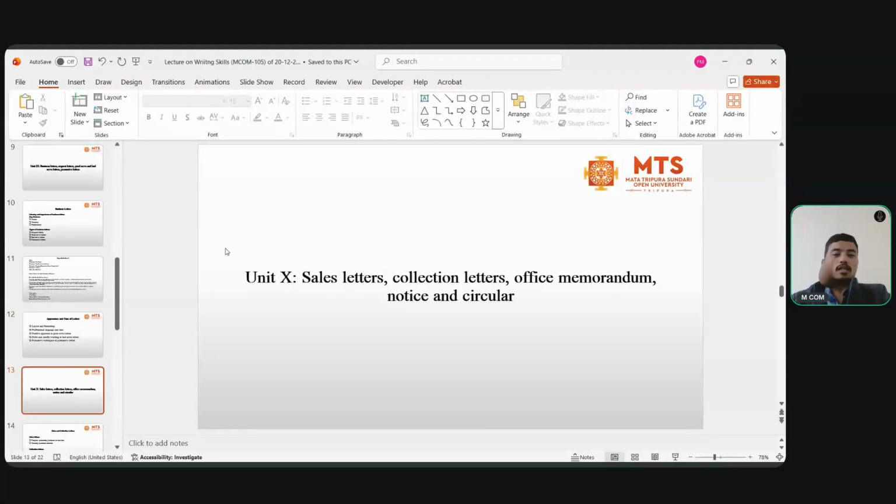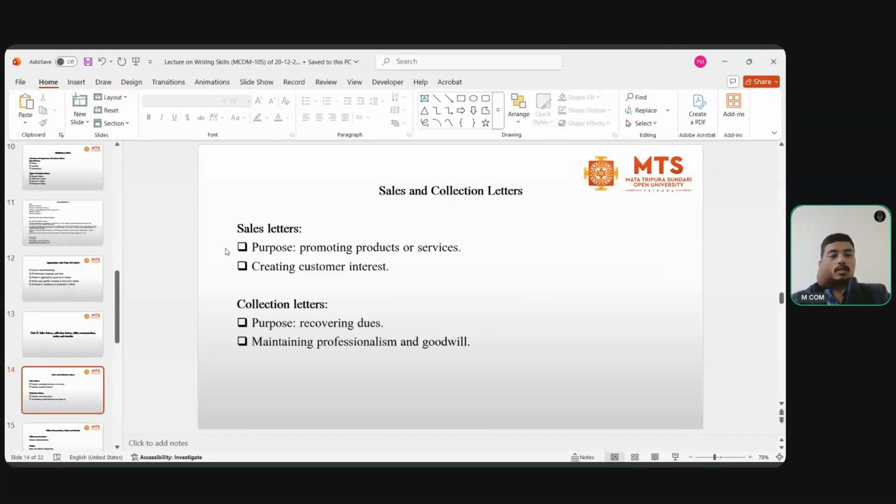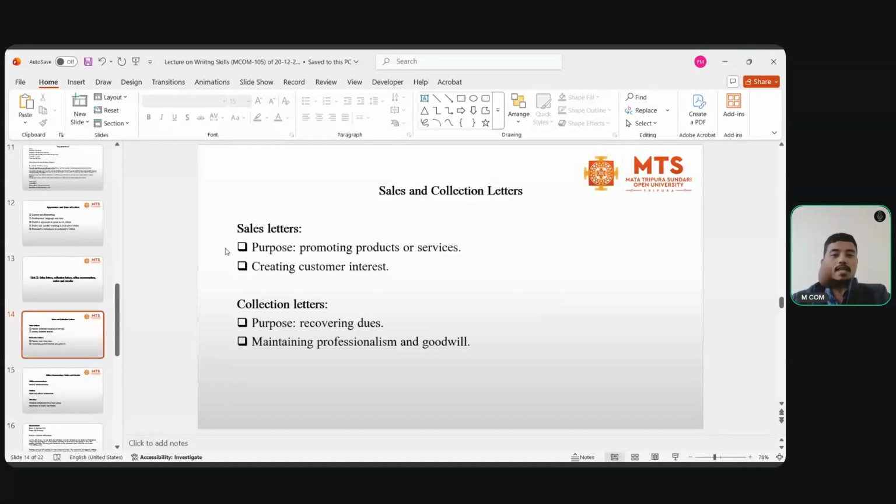Sale letters, collection letters, office memorandum, notice, and circulars. So now let's look at sale and collection letters. A sale letter is written to promote a product or service. Its main purpose is to what? Create interest and attract customers. Sale letters should be clear, positive, and persuasive.